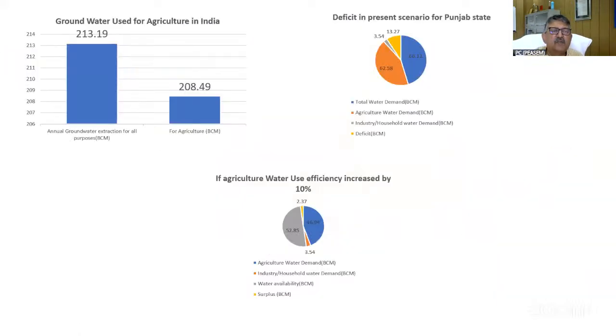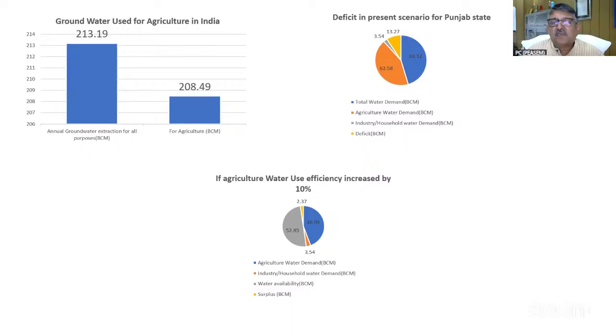And if we go by groundwater used for agriculture in India, it is around 213.19 BCM, and of course, almost 95% of this is used for agriculture, 208.49 BCM. If we talk of Punjab, it's a deficit scenario. Total water demand is around 66.12 BCM, and agriculture water demand is 95%, that is 62.52 BCM. And of course, the deficit is around 13.27 BCM. And this all is extracted from the ground only.